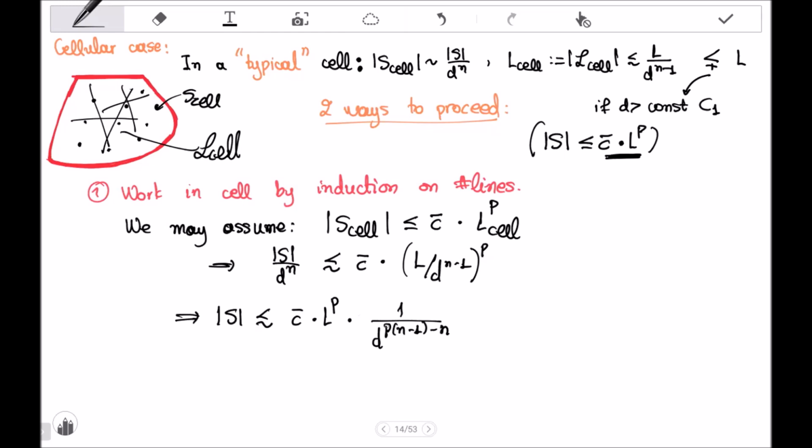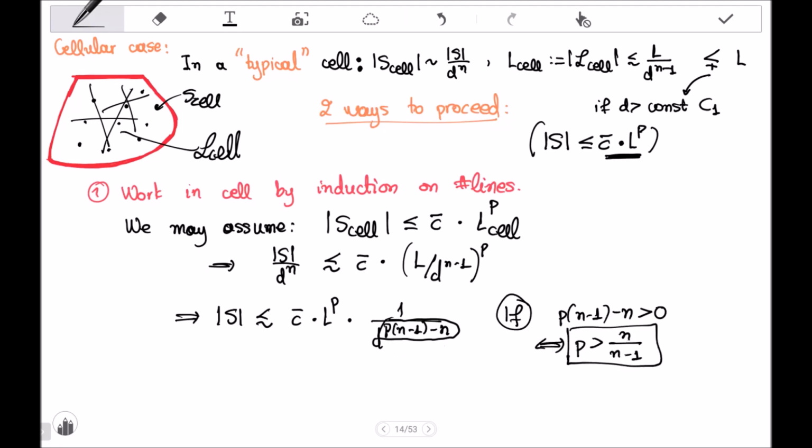And you see that if this exponent is positive, then I have a sort of large denominator for appropriately large degree that will counteract this bad constant here and will close the induction. So if this p times n minus 1 minus n is positive, if the parent denominator is positive, equivalently p is bigger than n over n minus 1. This is an exponent we've seen for joints, for example.